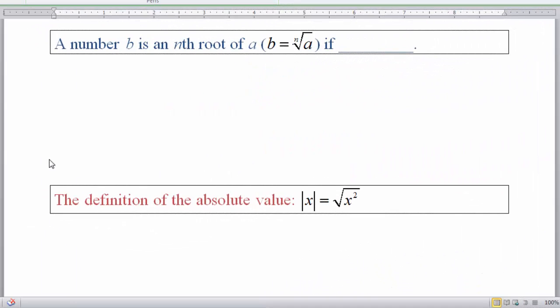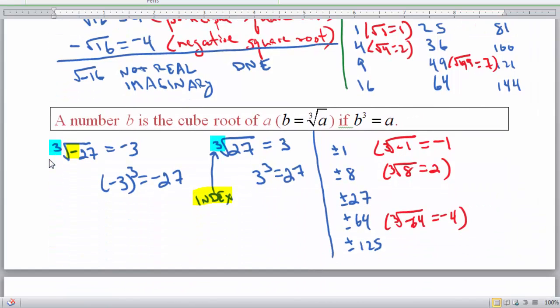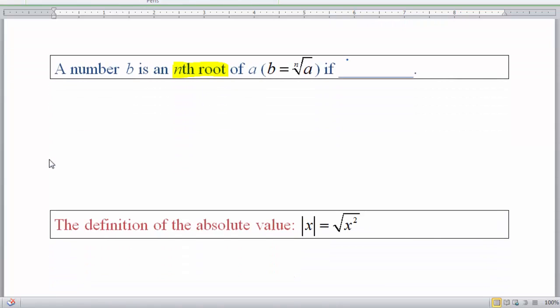So we looked at square roots and cube roots. Now here we actually have a third definition, which is a more general definition of what's known as an nth root. So b is an nth root of a, and the notation is b equals the nth root of a. So what would that be? Continuing the same pattern, it was a square root if b squared equals a. It was a cube root if b cubed equals a. So it's going to be an nth root if b to the n power equals a.